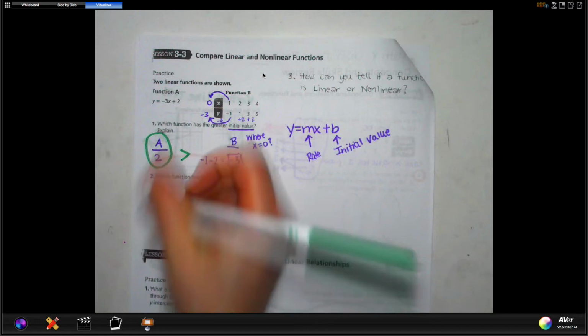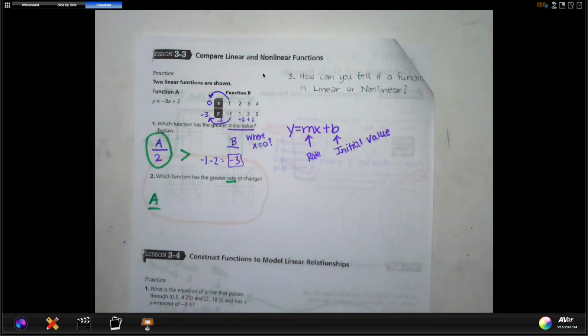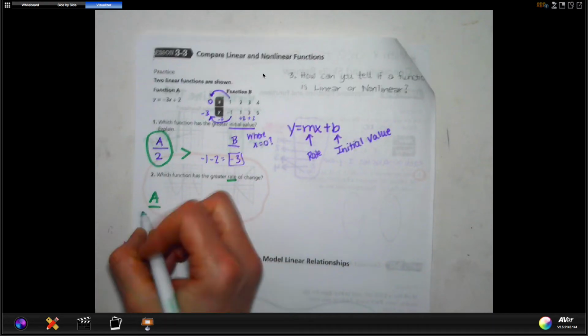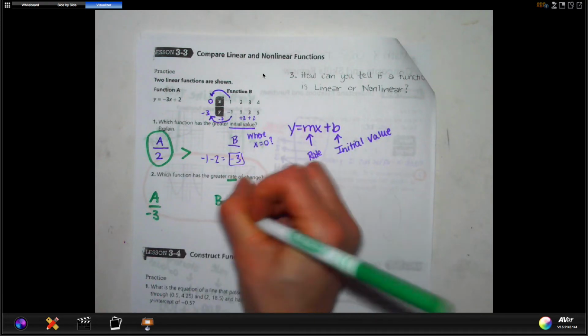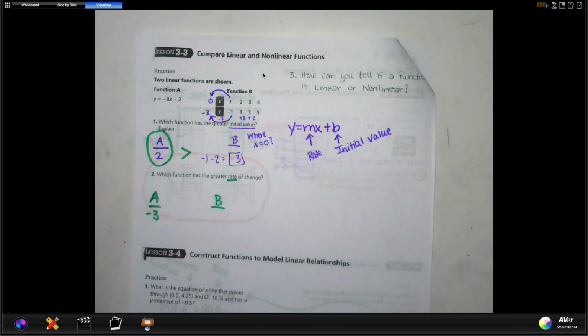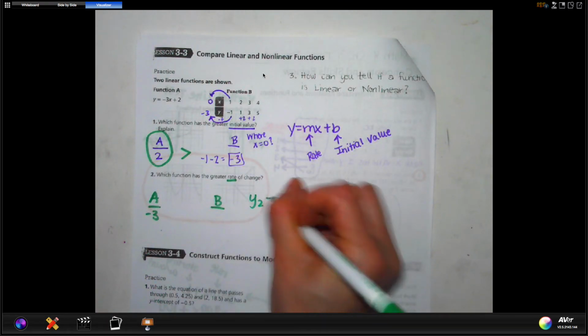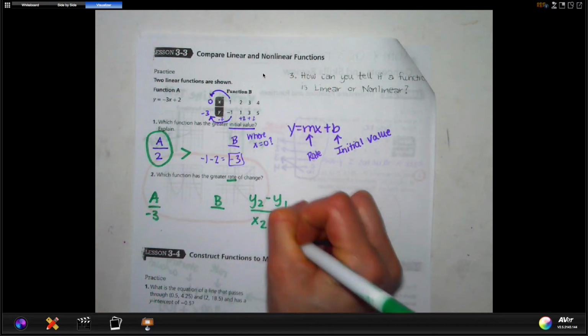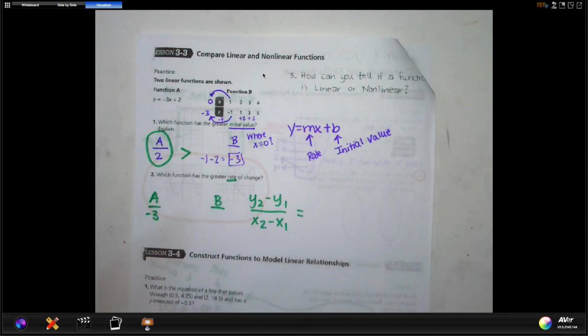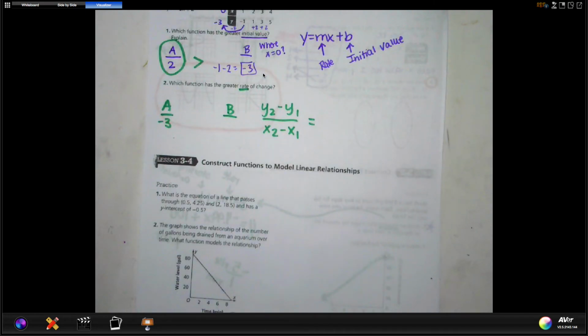M. So for function A, who can tell me the rate in function A? The rate would be what, Gabriel? That's right. That's our M. And in function B, and I think Marty said this before, how do I find the rate from the table? You told me this before. Y2 minus y1 over x2 minus x1. Okay, perfect. So the rate from a table, don't forget, is going to be y2 minus y1 over x2 minus x1.